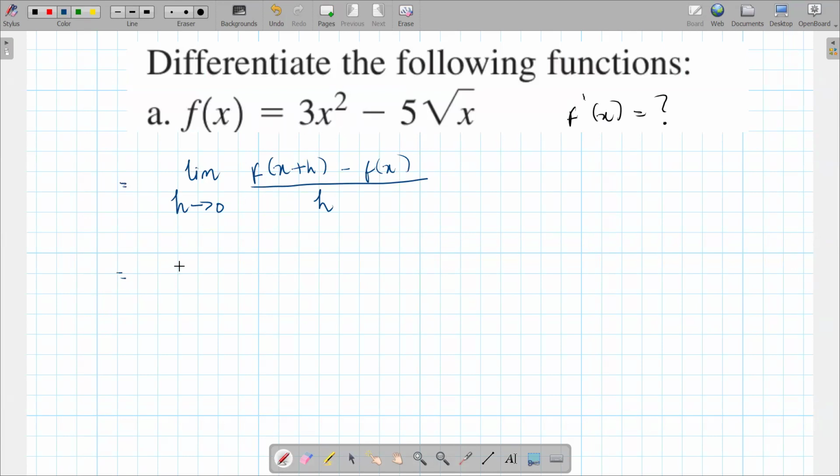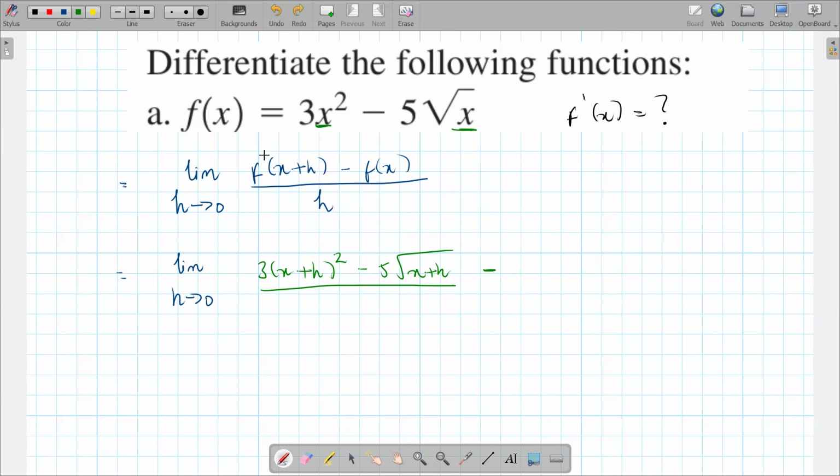So if f of x is this, what's f of x plus h? We're given this function, f of x, we want to find f of x plus h. You know how to do this? You just replace x with x plus h. So this becomes 3 times (x plus h) whole squared minus 5 square root of x plus h. So there's two things here. Let me just do it like this. So f of x plus h is going to be this and this replaced as x plus h, minus. So this green bit is just this.